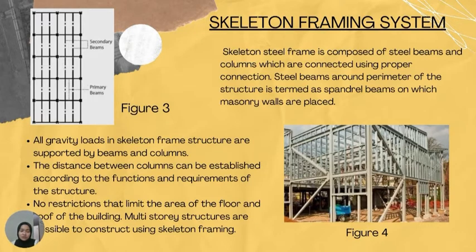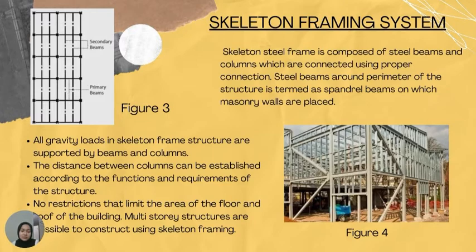It should be known that all gravity loads in skeleton frame structure are supported by beams and columns. The distance between columns can be established according to the functions and requirements of the structure. Therefore, there are no restrictions that limit the area of the floor and roof of the building. Multi-story structures are possible to construct using skeleton framing.